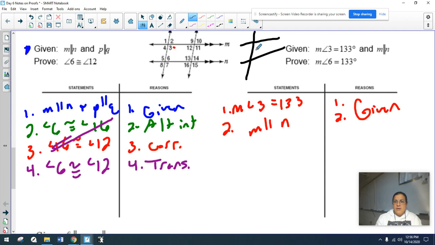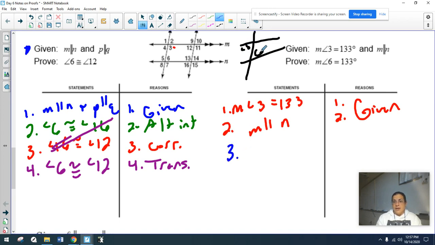It did not. So let's say angle 3 over here and angle 6 is down here, because in this picture they're not going to be equal to each other. They're supplementary. They'd add up to 180. So this can't be the picture that goes with this. So I've got angle 3 here and angle 6 there. So it tells me that angle 3 is 133. That was given. Okay, so this one really only has one more step.